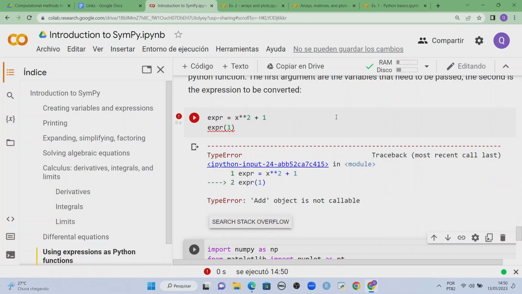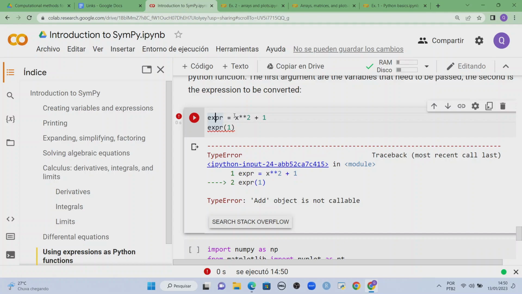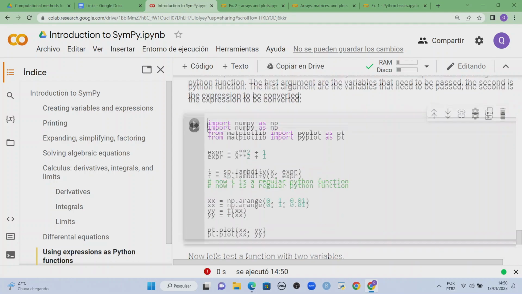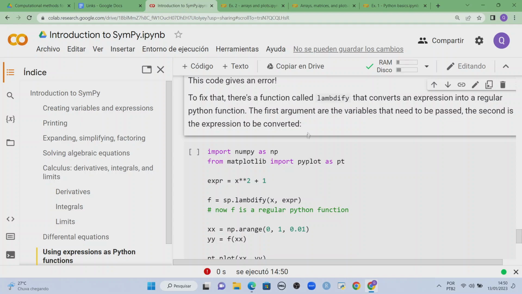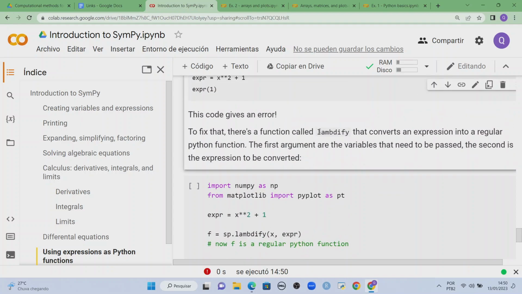This gives me an error because this is not callable. The expression here is not a function. It is kind of a mathematical function, but it's not a Python function. You cannot use it as a function. This is what we are trying to work around now. There's a function called lambdify, a kind of funny name. This is because of what are called lambda functions. I'm not going into detail about what a lambda function is here, but there's this function called lambdify.